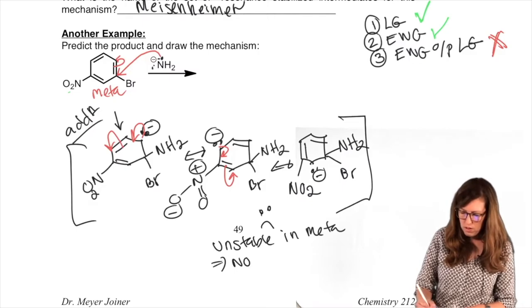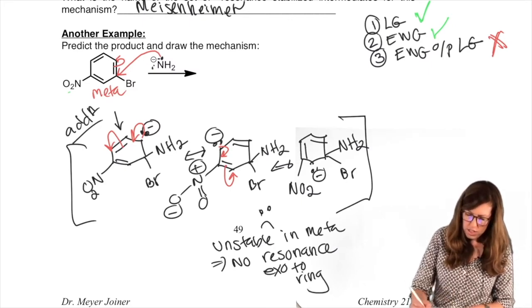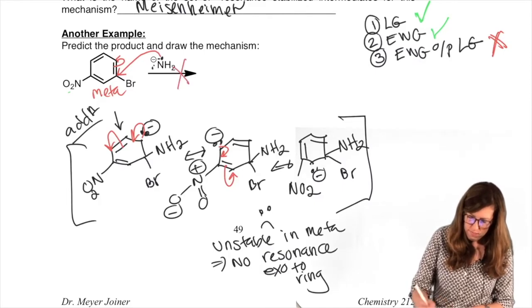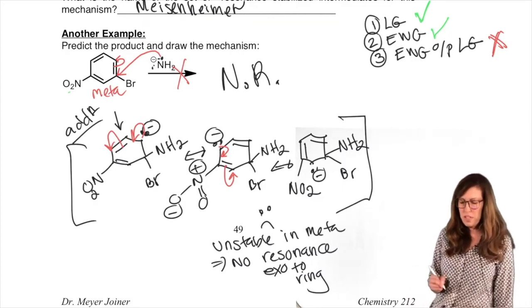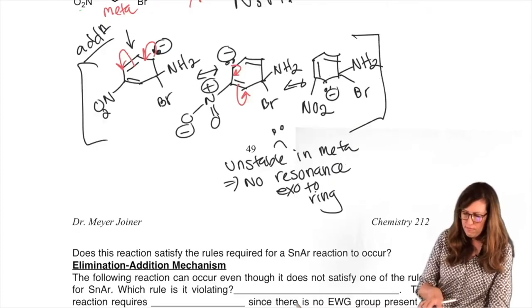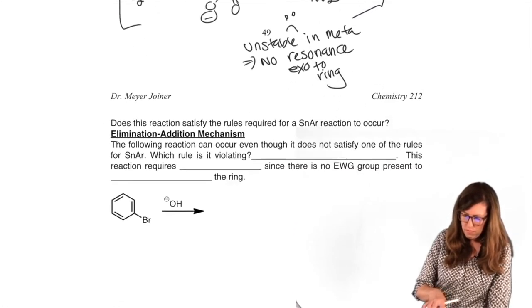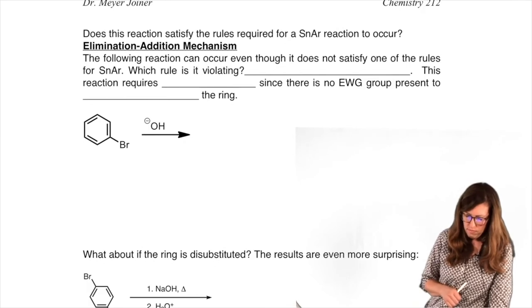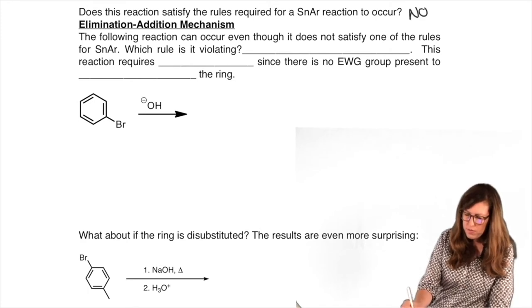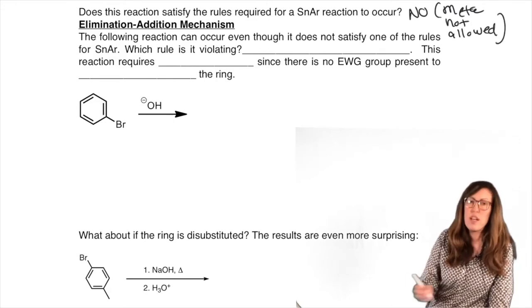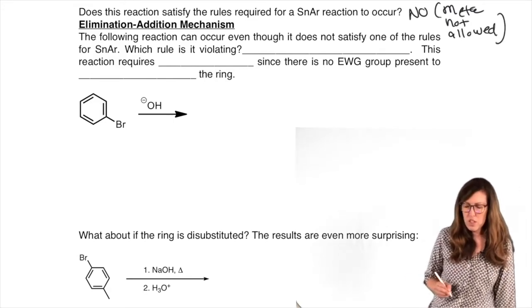No resonance. Exo 2 ring, that means outside of the ring. So that actually just means no reaction. It's not going to happen with the elimination addition mechanism. So that will not be enough to get that to work. Okay, so we kind of had that question there. Does it satisfy the rules? No. Meta not allowed. And it was meta. So that's where you're going to require ortho-para in order for it to be an SNAr reaction.